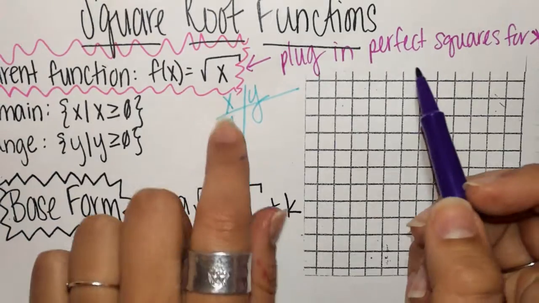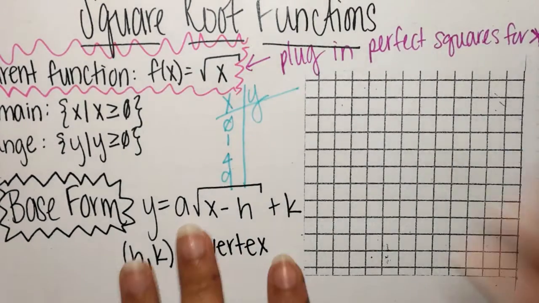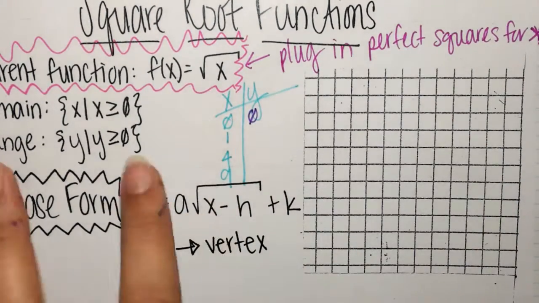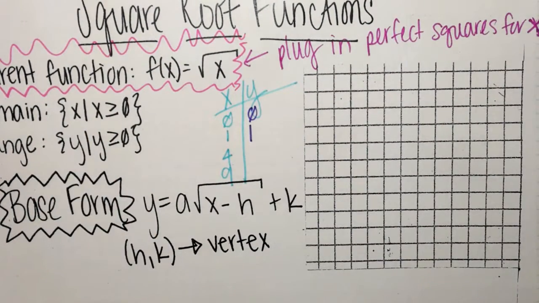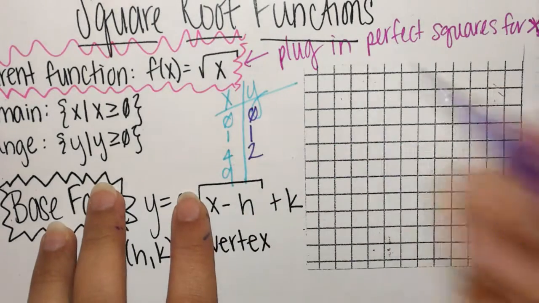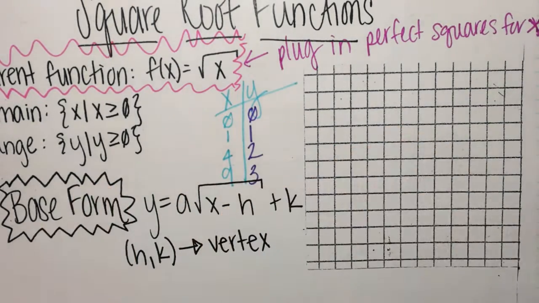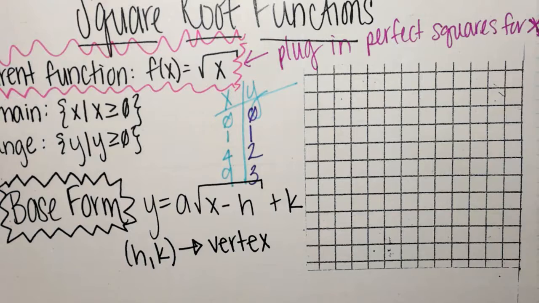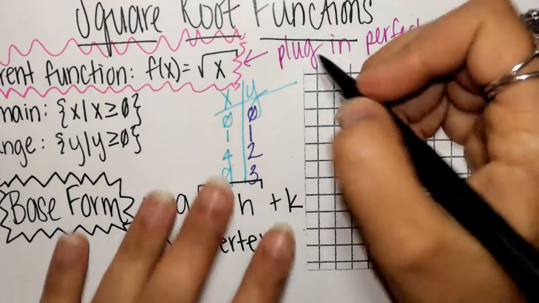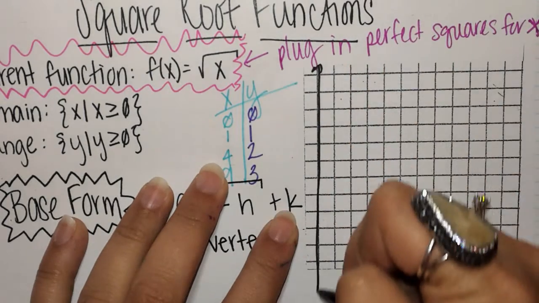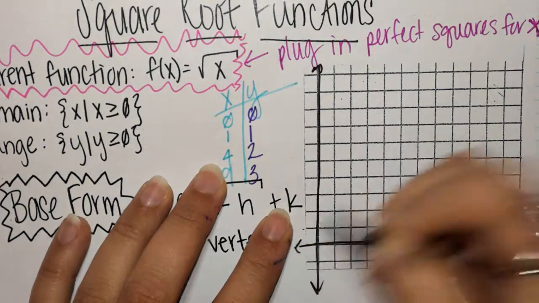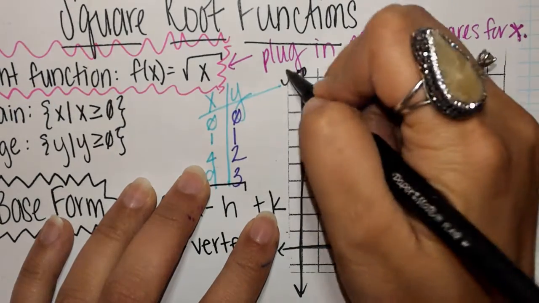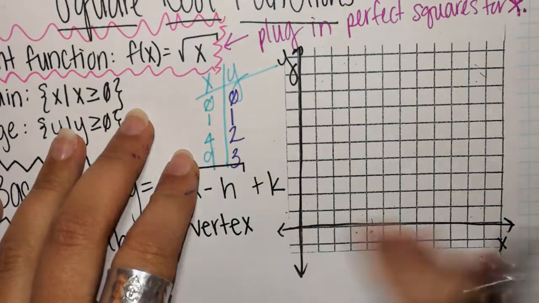Are you ready? Alright, let's plug in 0. What's the square root of 0? 0. Alright, let's plug in 1. What's the square root of 1? Let's plug in 4. What's the square root of 4? 2. Let's plug in 9. 3. And then you just plot it. That's it. That's all you have to do to graph these. It's so easy. These are the easiest things we graph, other than lines. Alright, so draw your table like this.